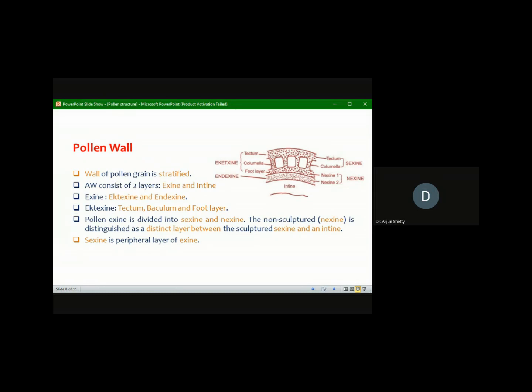And this exine is further structurally divided into two types: ectexine and endexine. There you can see on the right side of the slide the ectexine as well as the endexine. This is the structural classification of exine into two subtypes, ectexine and endexine.